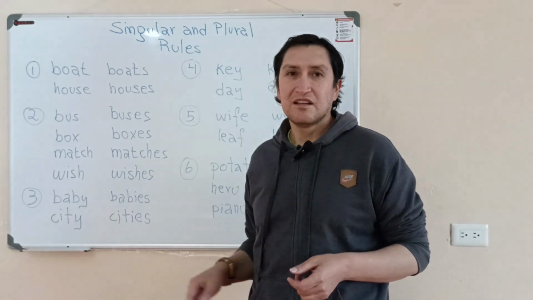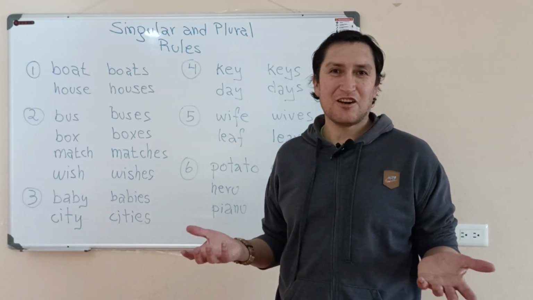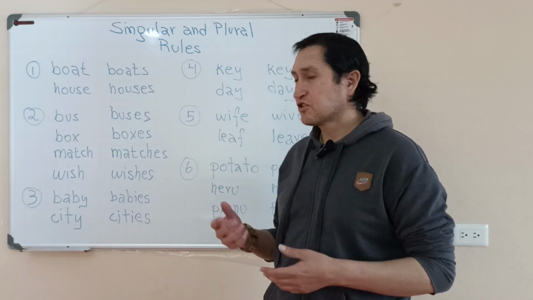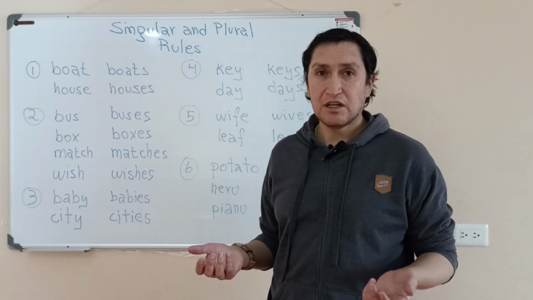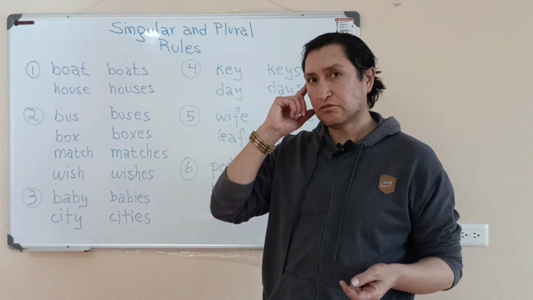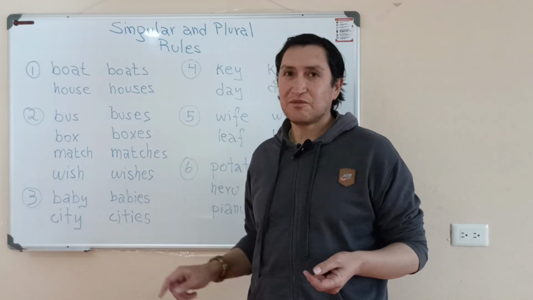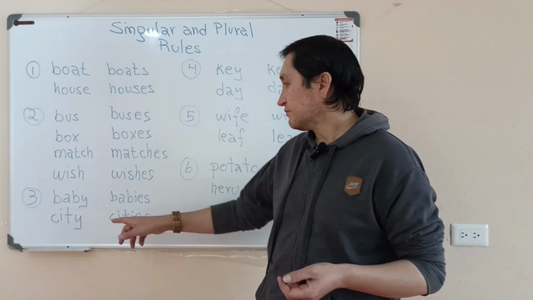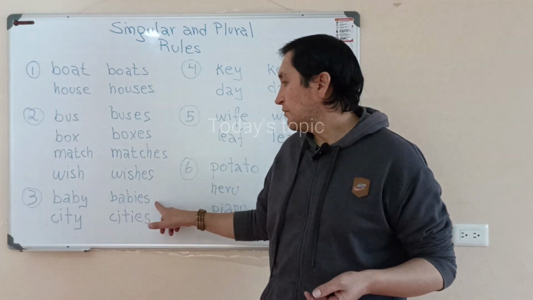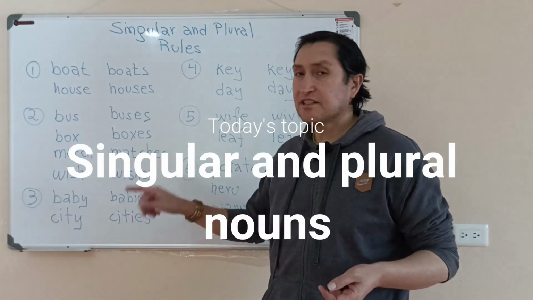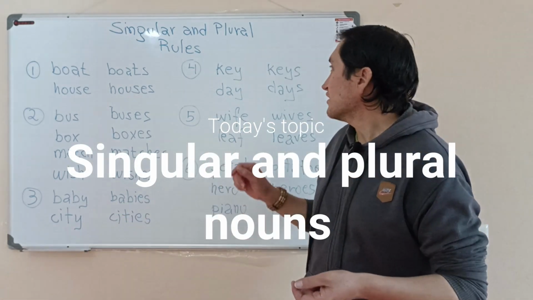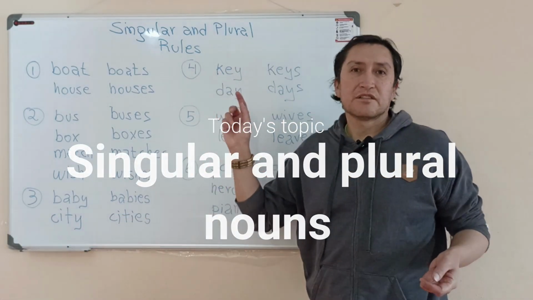I think baby. Who doesn't love babies? Okay? So baby is a very common word. So you can recall the rule the moment that you remember the word baby. Okay? So baby, babies. City, cities. Okay? Let's continue with the fourth rule.